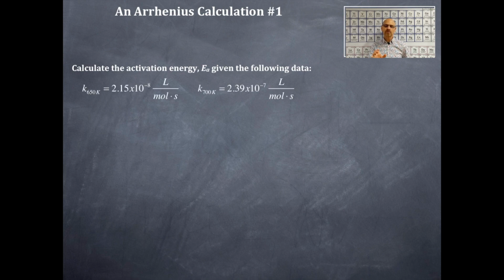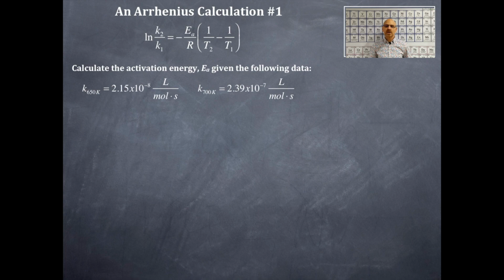So we have two rate constants and we have two temperatures associated with those two rate constants. So the first one on the left-hand side is K at 650 Kelvin is equal to 2.15 times 10 to the negative 8 liters per mole second. The second rate constant, at 700 Kelvin, is equal to 2.39 times 10 to the negative 7 liters per mole seconds.